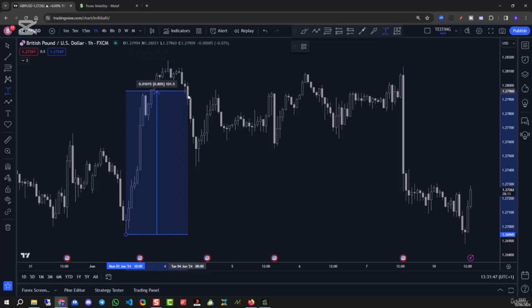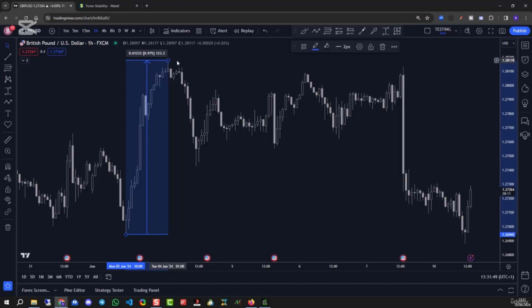So did the market drop back down 61? Did it drop down 61? Yeah, it did, easily. It dropped down nearly 77. So it retraced more than 50%. So it had a significant retracement.